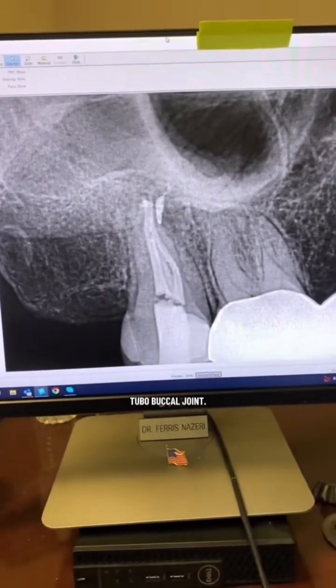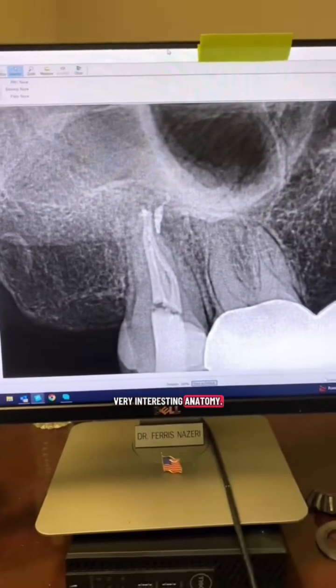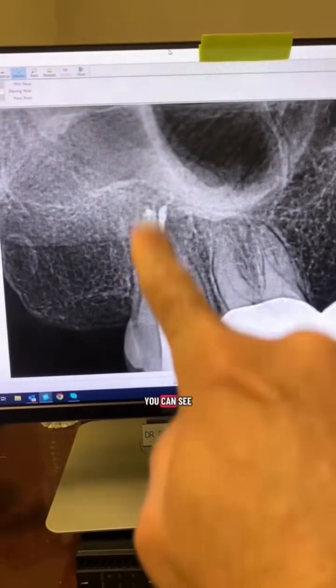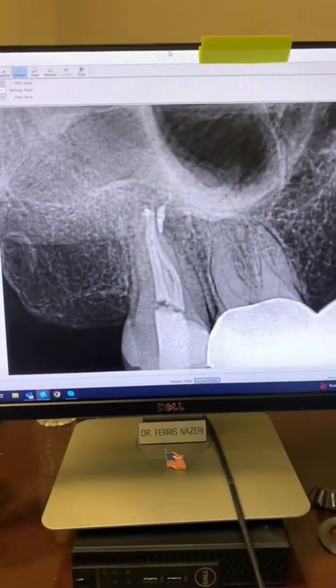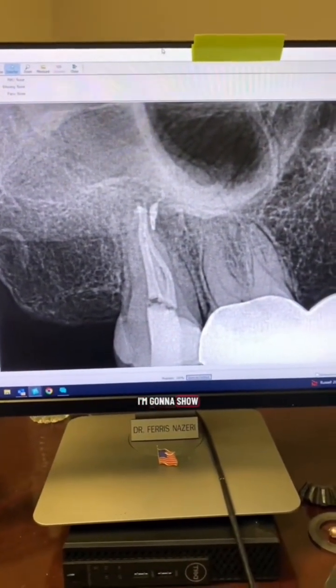The MB canal and distal buccal join, very interesting anatomy. And of course you can see the palatal. You can see that beautiful S-shape curvature there. So take a look at a different angulation. I'm going to show you a different angulation now.